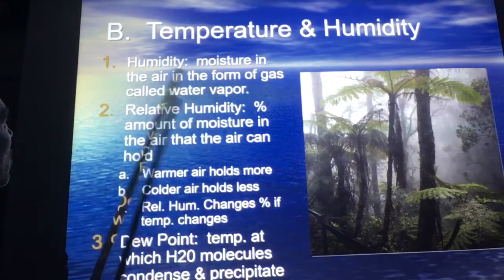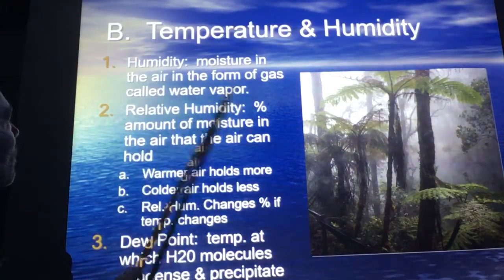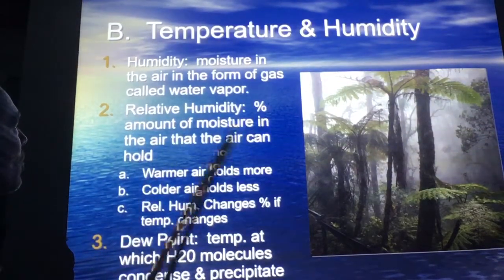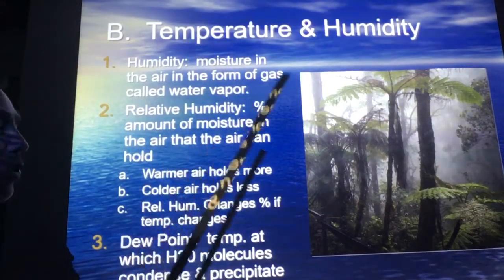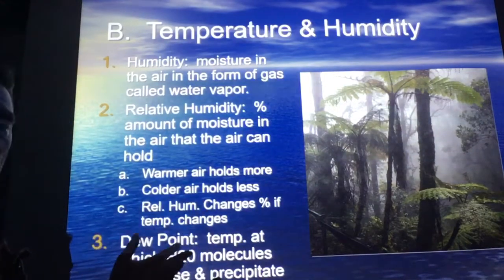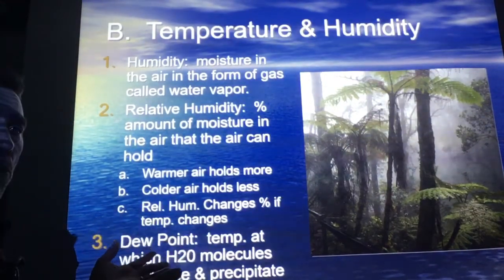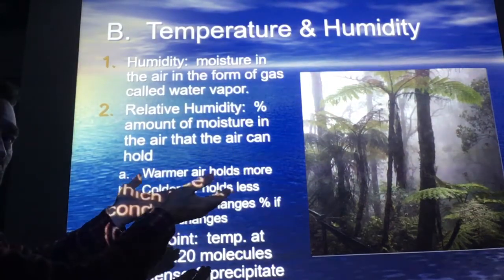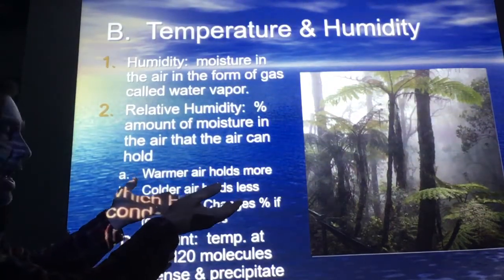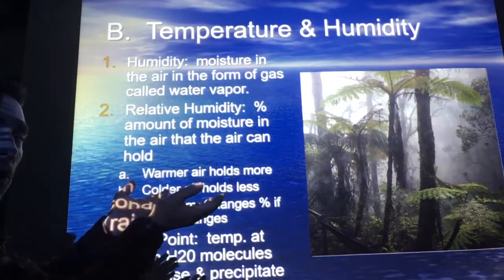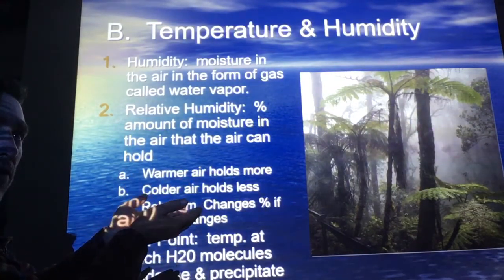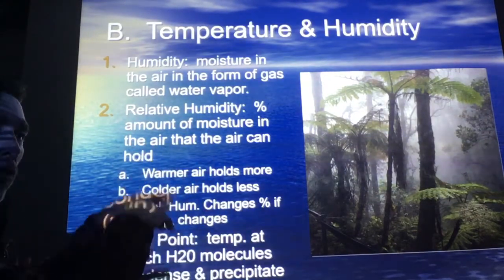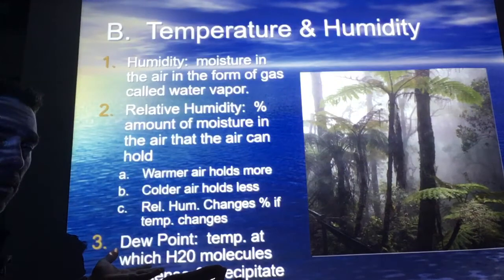So right here, humidity: moisture in the air in the form of gas called water vapor. Relative humidity is the percent amount of moisture in the air that the air can hold. Well, if the air is warm, it's going to be able to hold more. It's almost like if it's warm, it's a big bucket and it can hold more water vapor. If it's cold, it's like a small bucket. And that way, if there's a little bit more water vapor, it's just going to fall out, it's going to overflow, it's going to essentially rain.